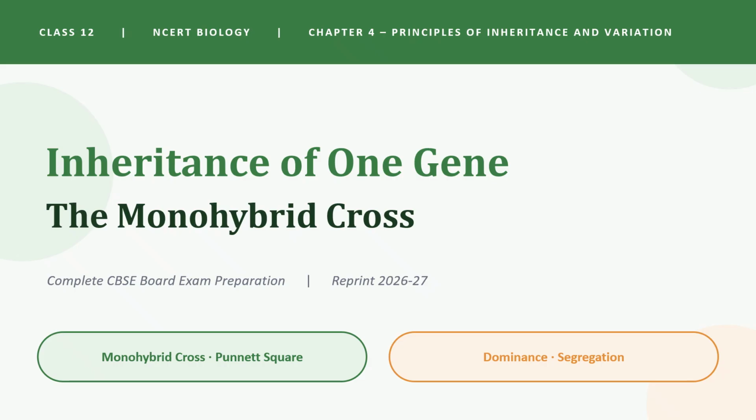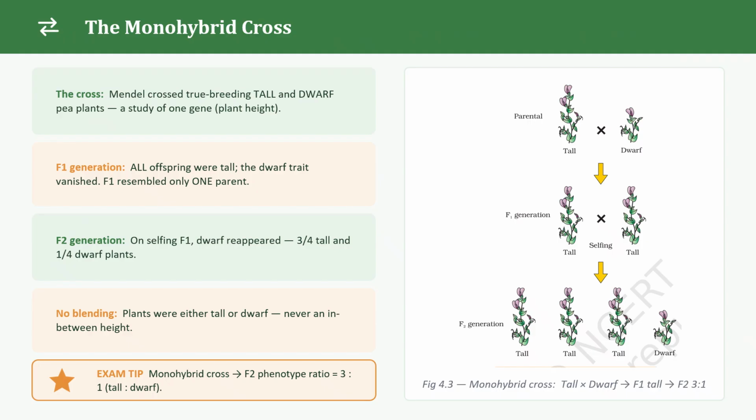To understand how a single trait is inherited, Gregor Mendel performed experiments on pea plants. So this monohybrid cross led to the discovery of the basic principles of inheritance. Yes, let's start with the topic. Monohybrid cross. So monohybrid cross is a cross involving one pair of contrasting traits.